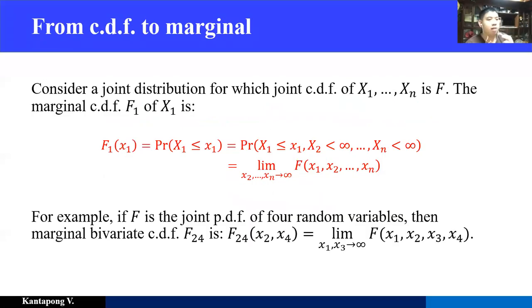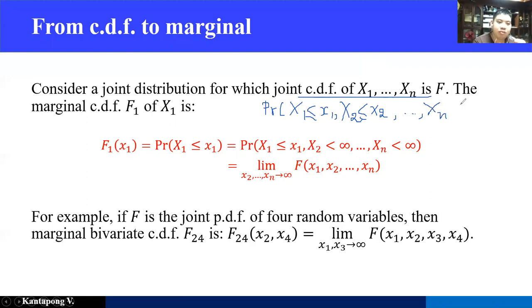Next, from CDF to marginal. Consider the joint distribution for which the CDF is like this. So we have to find the marginal CDF. Remember, what does CDF mean? It is the probability of big X1 less than or equal to small x1, big X2 less than or equal to small x2, and then big Xn less than or equal to small xn. So the way to find this, because we have to get rid of what? We have to get rid of x2 up until xn.